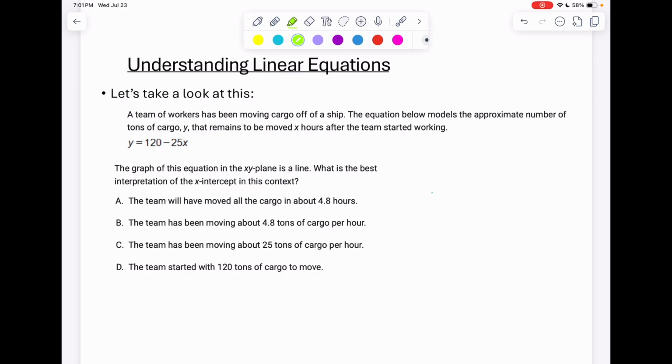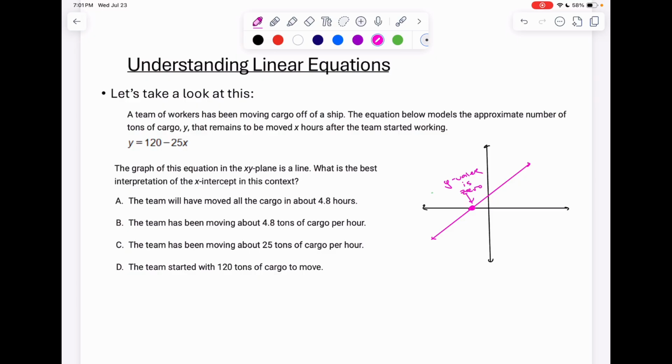The graph of this equation, the XY plane, is a line. Shocker, right? It's linear. There's X and Y to the first power. What is the best interpretation of the X-intercept in this context? So let's remember, the X-intercept is where the line crosses the X-axis. So just to get really clear on what this is, the X-intercept is where the line crosses the X-axis. That's going to be right here, right? What do we know about the X-intercept, even if we have no values at all? That if it touches the X-axis, the Y value is 0.